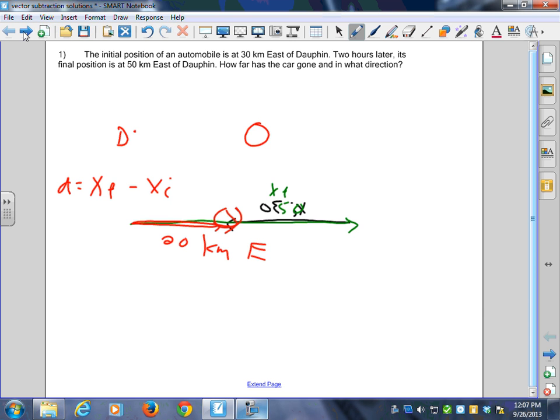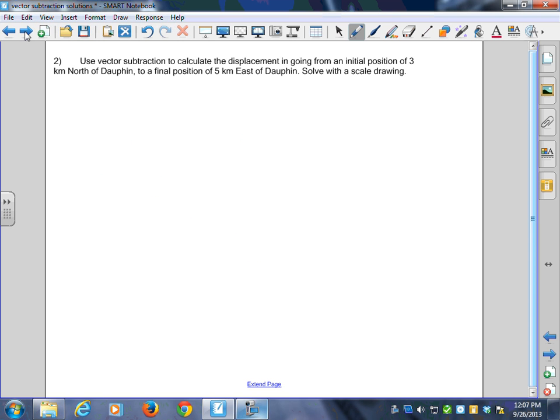Let's have a look at number 2. Use vector subtraction to calculate the displacement going from an initial position of 3 kilometers north of Dauphin to a final position of 5 kilometers east of Dauphin. Solve with a scale drawing. Okay, so once again, let's put D for Dauphin in red. My initial position I'm going to do in black. Initial position is 3 kilometers north of Dauphin. 3 kilometers north. That's my XI.